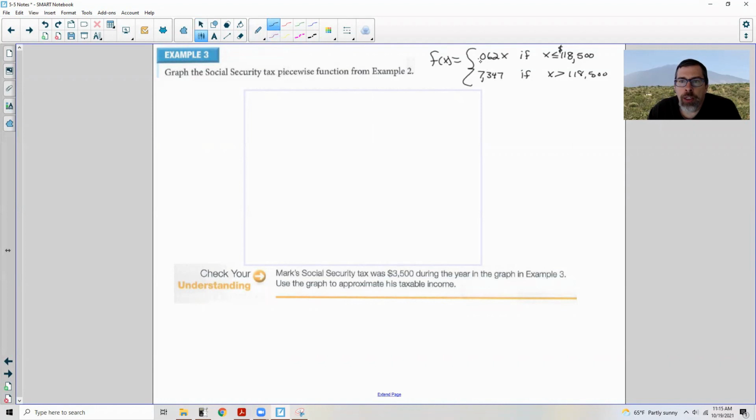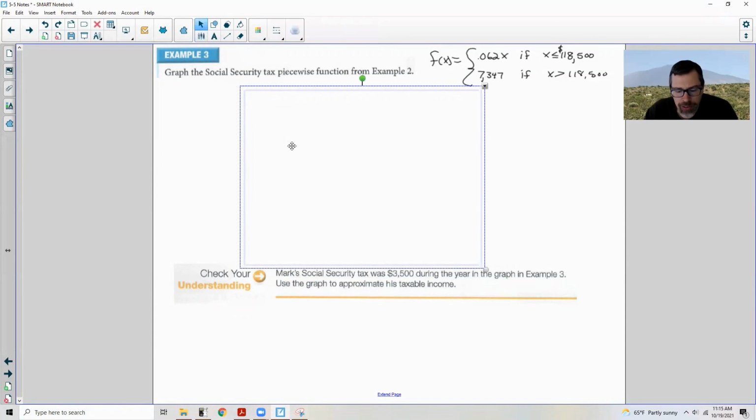If this was y equals 0.062x, that is a linear function, and this is our slope or rate of change. And our y-intercept is 0. And this is what's called a constant function. So it's going to be a horizontal line at 7,347. Our independent variable x is our income, and our dependent variable, our taxes, is going to be y. Okay, dependent variable y.